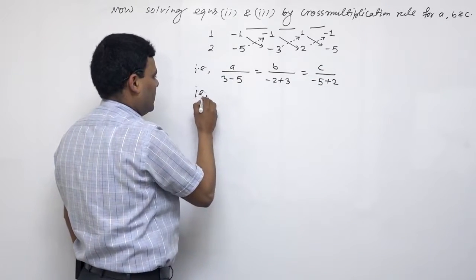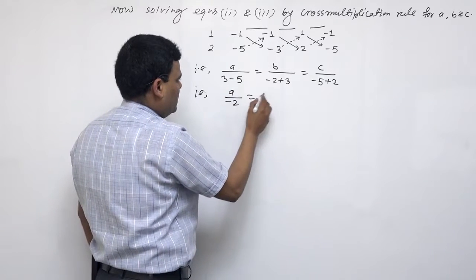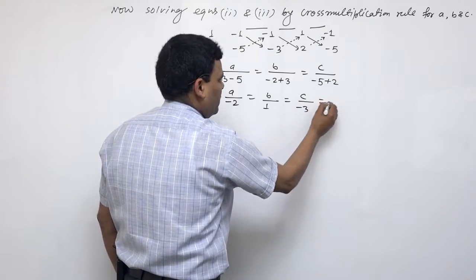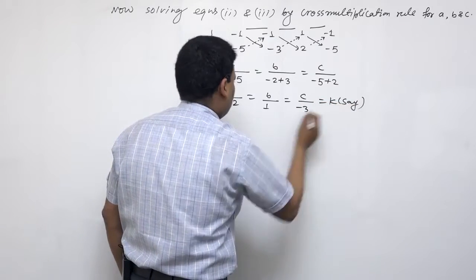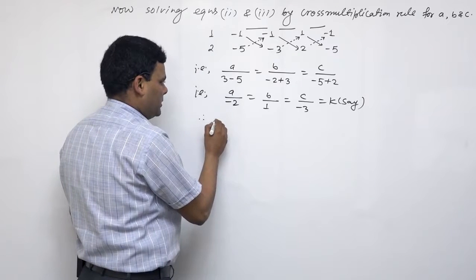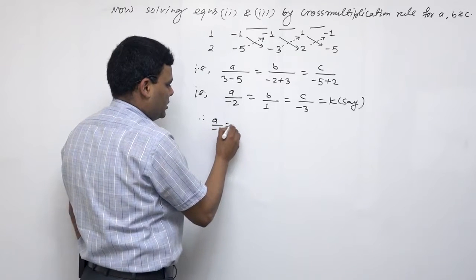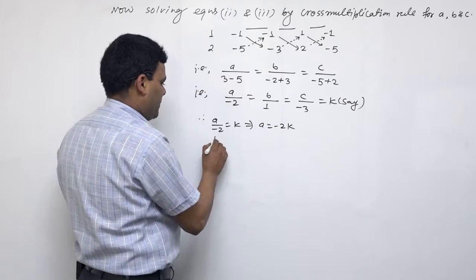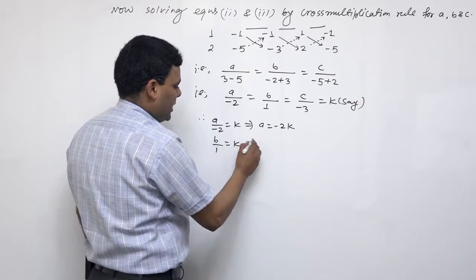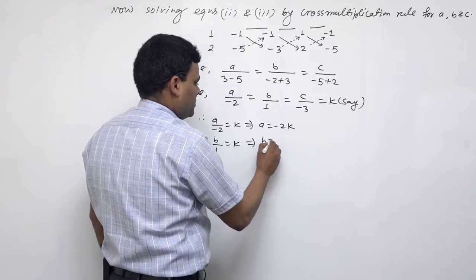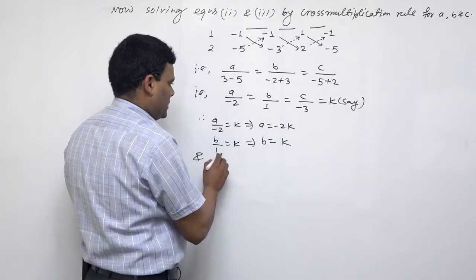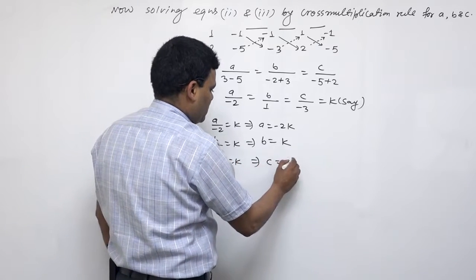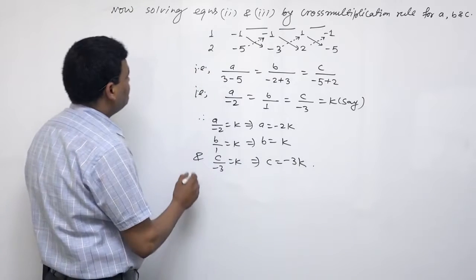That is, a upon minus 2 equals b upon 1 equals c upon minus 3 equals k, say. Therefore a upon minus 2 equals k implies a equals minus 2k. b upon 1 equals k implies b equals k, and c upon minus 3 equals k implies c equals minus 3k.